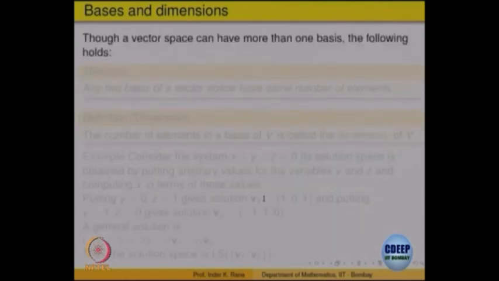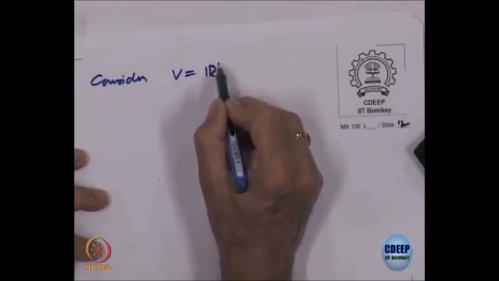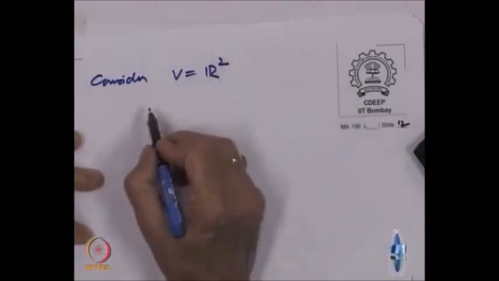So, now we said a vector space can have more than one basis, we saw that. So, let us construct one more example to show this. Consider V equal to R2 itself. I think we have done a lot of examples for R2, but it is good. Let V equal R2.